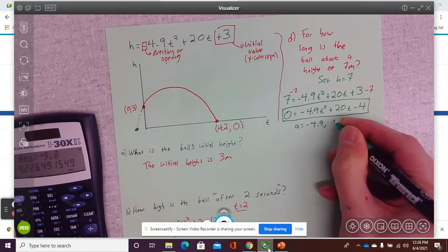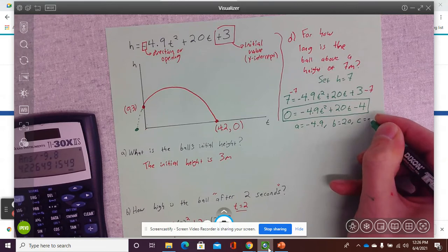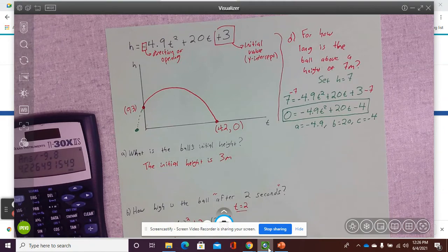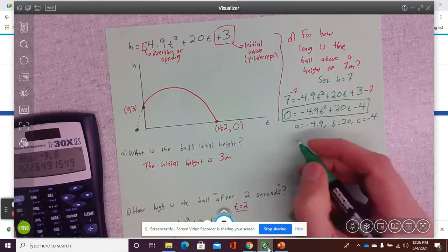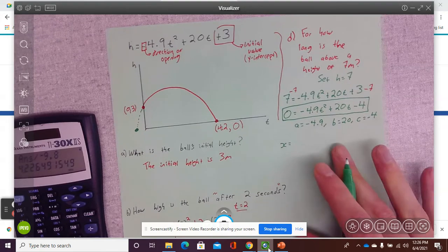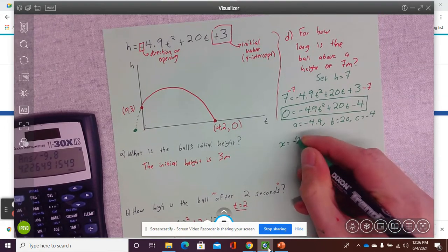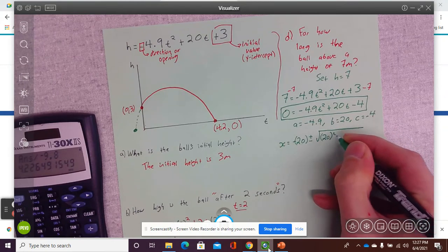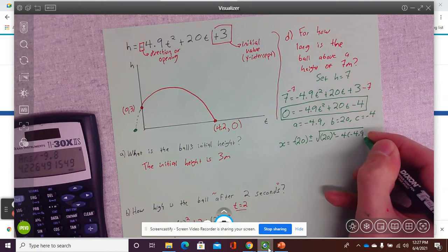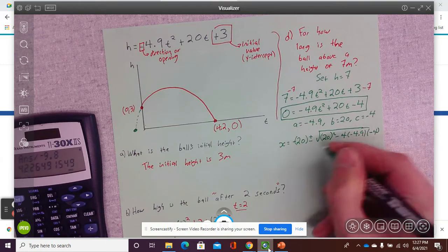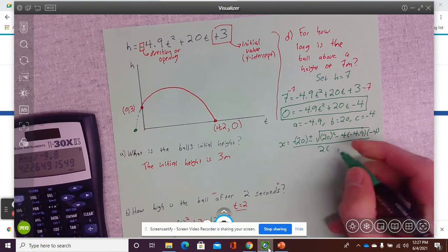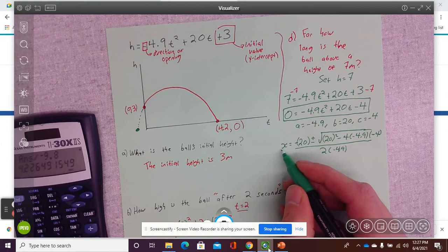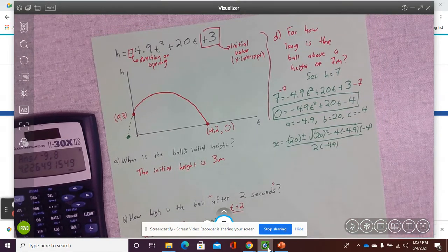A is 4.9, B is 20, C is now -4. I can solve this to figure out when the ball has a height of exactly 7 meters. So we'll do that. I'll try to do that a little bit quickly. If you want to fast forward through this part of the video, if you're comfortable with the mechanics of the quadratic formula, I've got -b plus or minus the square root of b squared minus 4 times a, careful with your negatives, and c, all divided by 2 times a. I really shouldn't have written an x there. We're used to x for the quadratic formula, but really here I'm solving for t.